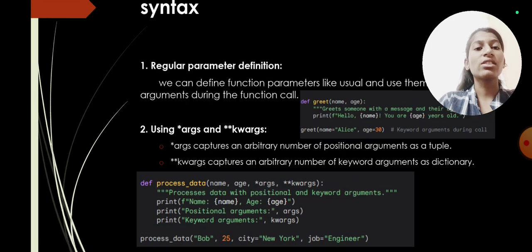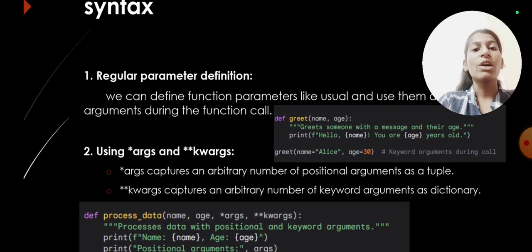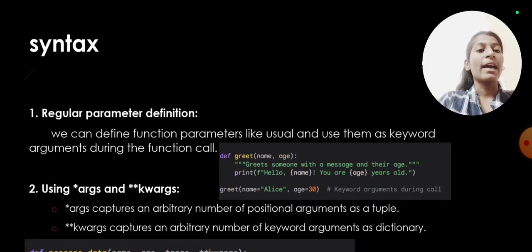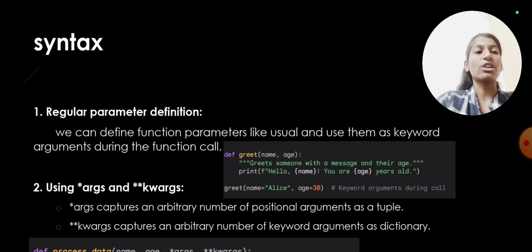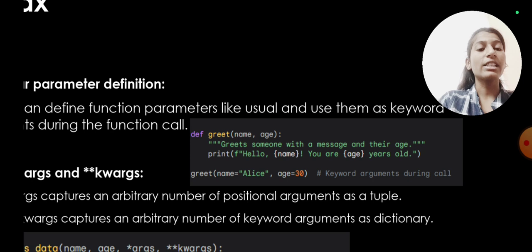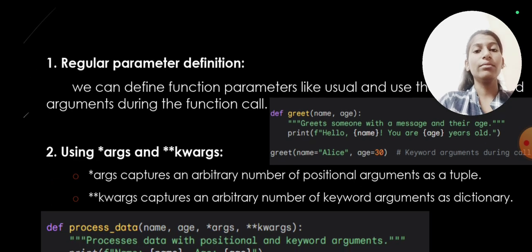Next one is syntax. Regular parameter definition. We can define function parameters as usual and use them as keyword arguments during the function call. Here I have mentioned one function with name and age only. def greet(name, age): print(f"Hello {name}, your age {age} years old"), greet(name="Alice", age=30).